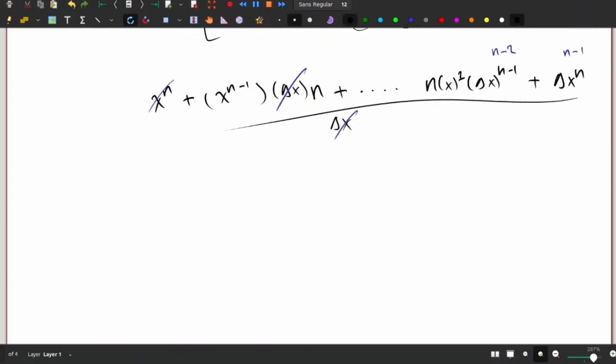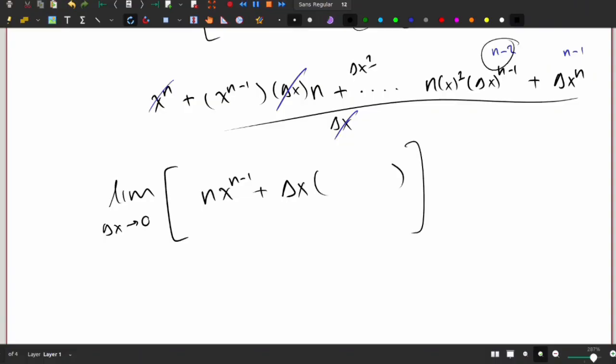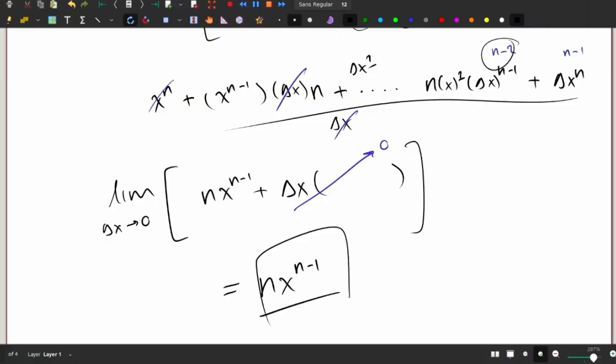If we were to rewrite it, just to make it cleaner, it's the limit as delta x approaches 0. Right now what we have is n times x to the n minus 1, there's no delta x, plus a bunch of terms that all have delta x in them. So if it's the limit as delta x approaches 0, every single thing that's being multiplied by delta x is just going to go to 0. So all this cancels out to 0, which means this limit is equal to n times x to the n minus 1. And this is the derivative. This is f prime of x, where the function is x to the n.